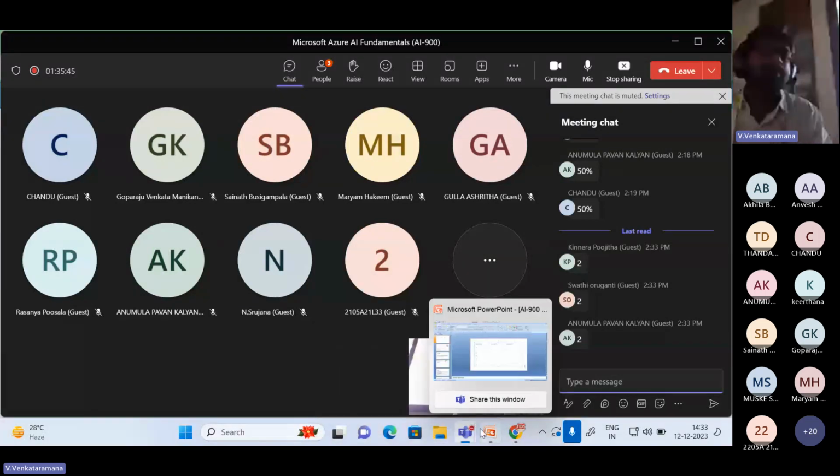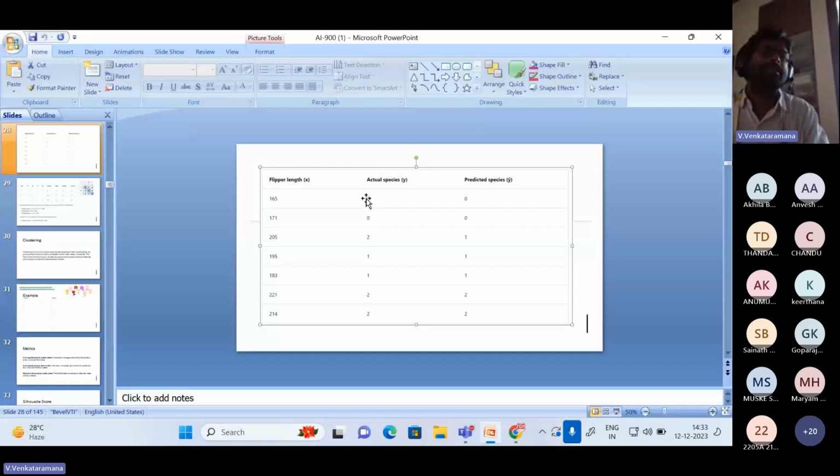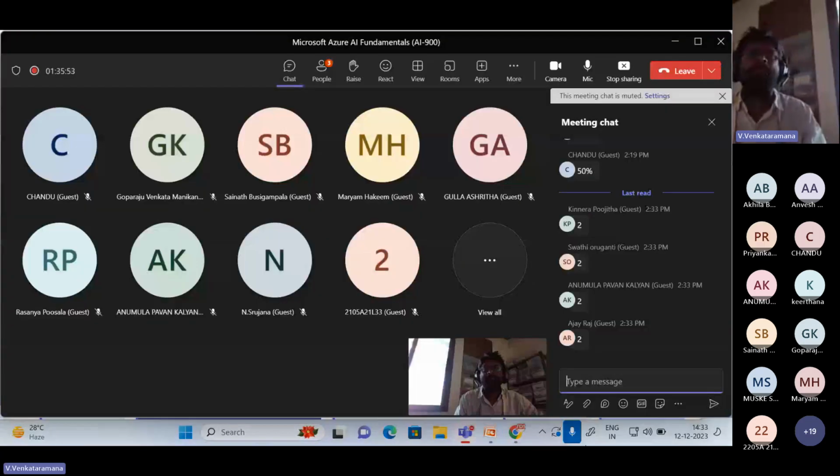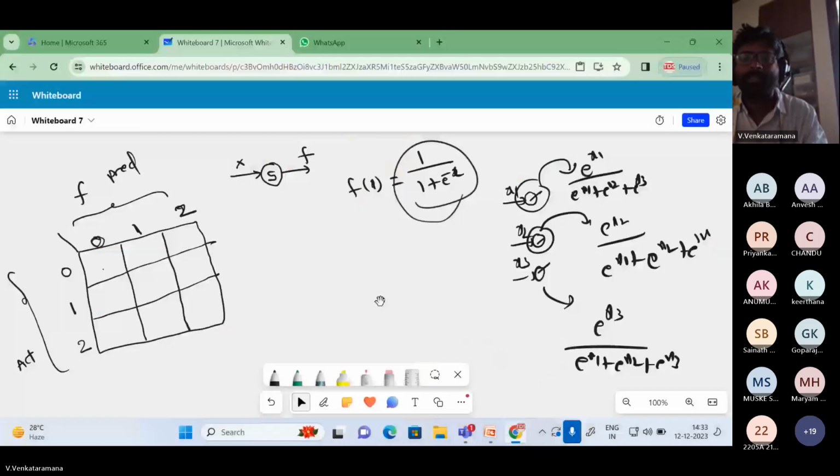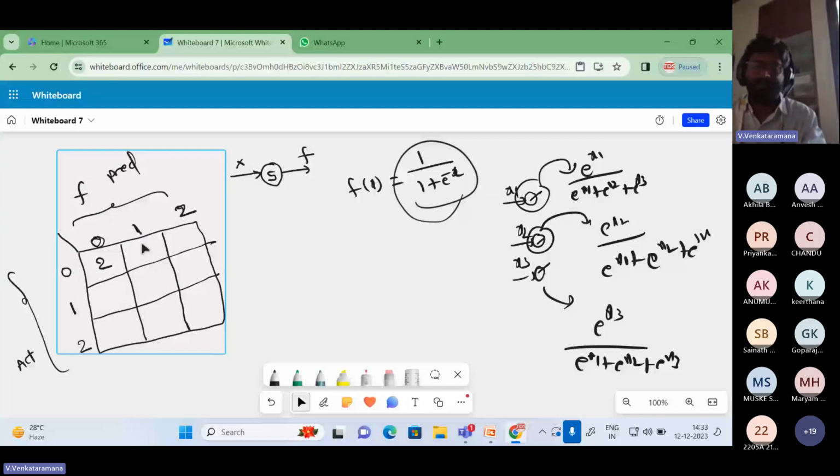And what about the 0, 1? 0, 1 means the model is predicting a type 1 penguin, but actually it is a type 0 penguin. How many such 0, 1 samples are there? You said 0. We will cross verify. 0, 1 samples, right? 0 only. Very good.